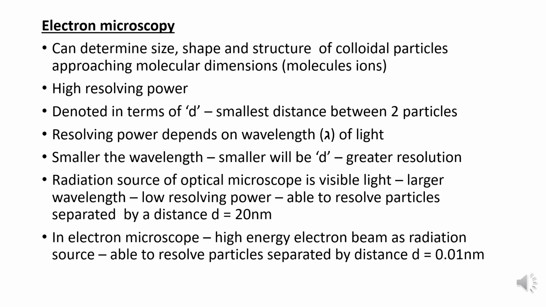And when we compare the optical microscope and the electron microscope resolution, the optical microscope resolution is about 20 nanometer, and the electron microscope resolution is about 0.01 nanometer. Thus, electron microscopes can visualize extremely tiny colloidal particles. Visible light has a larger wavelength, and so less resolution. Electron beams have much smaller wavelengths, so they give clearer images than an ordinary microscope. So this is the advantage of using an electron microscope over an optical microscope.